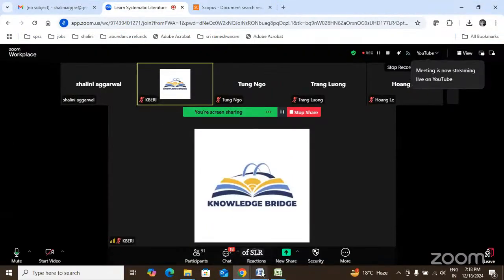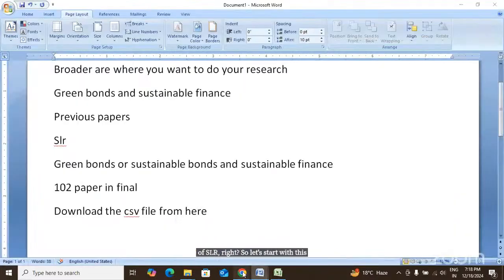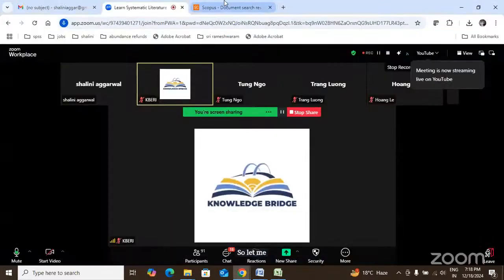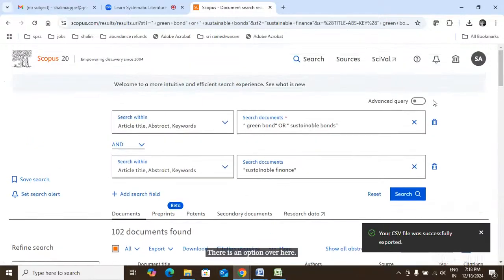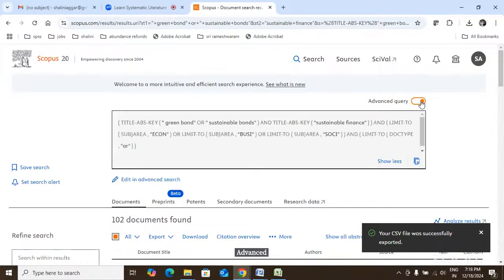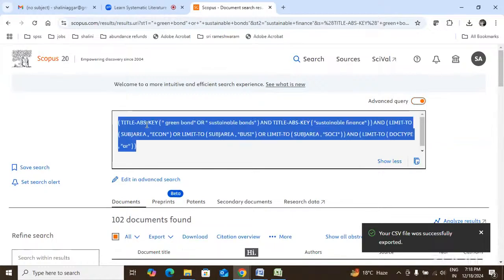So let's start with this, how we can go for it. Let me show you this as well. There is an option over here, advanced query. Click onto this and you will see that you have got this search key.